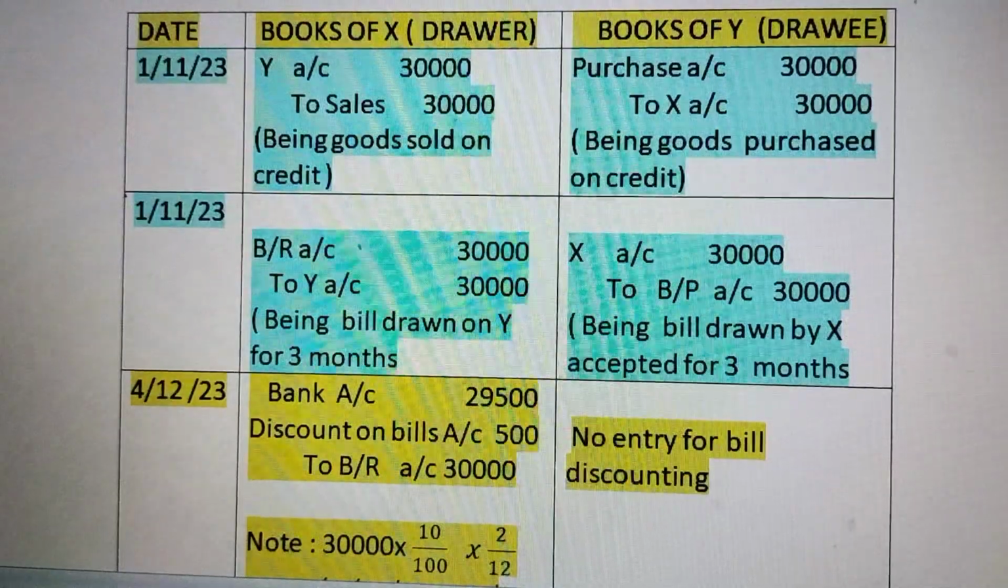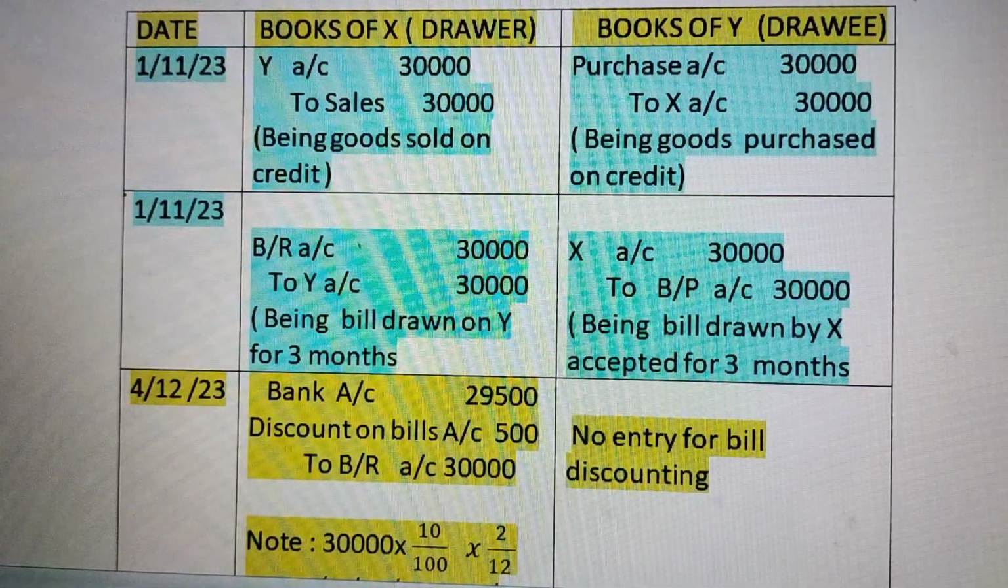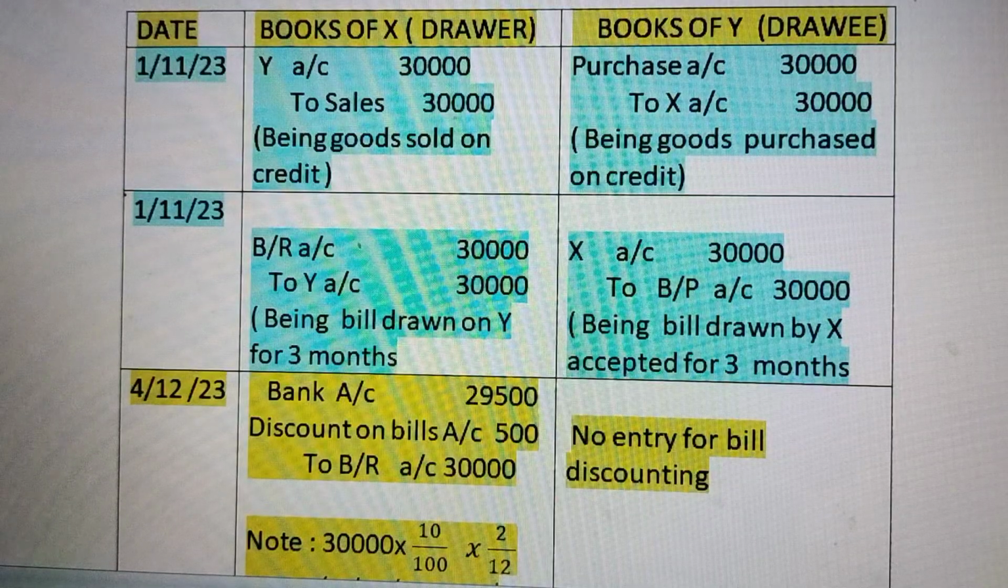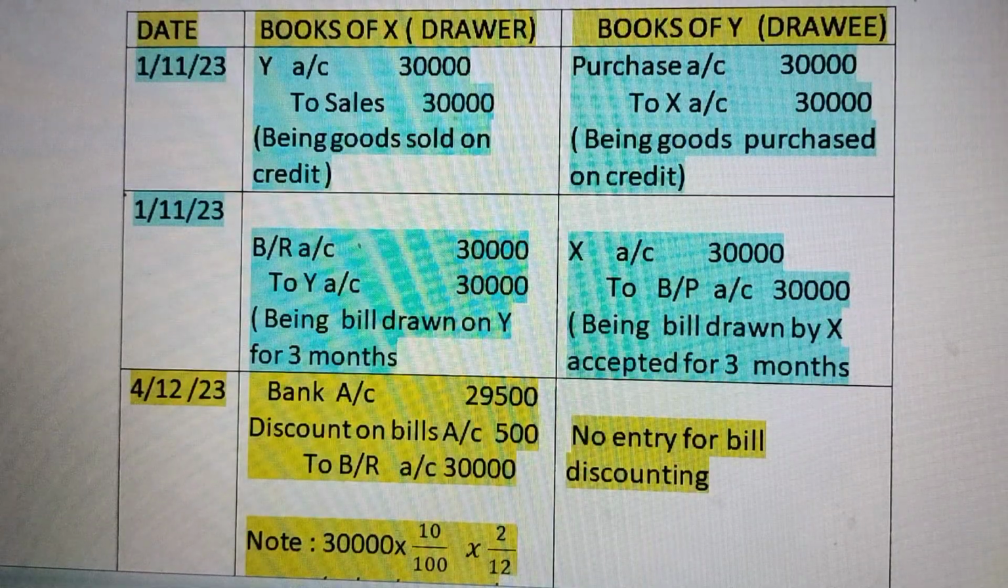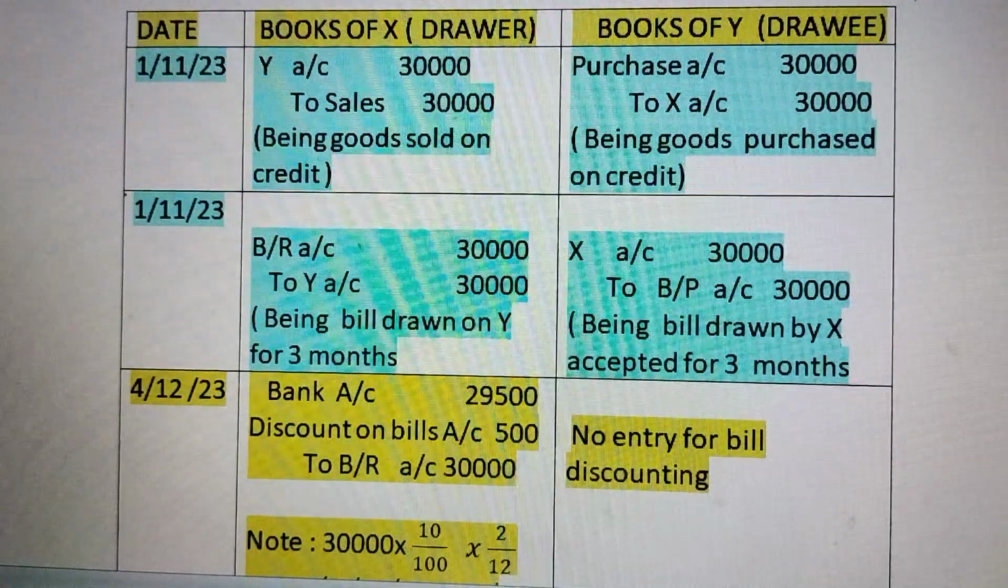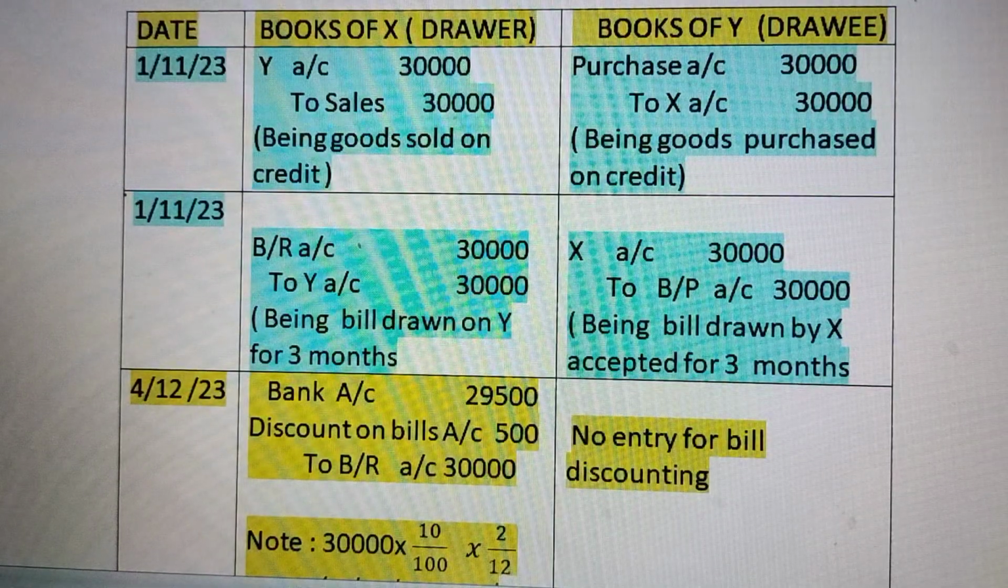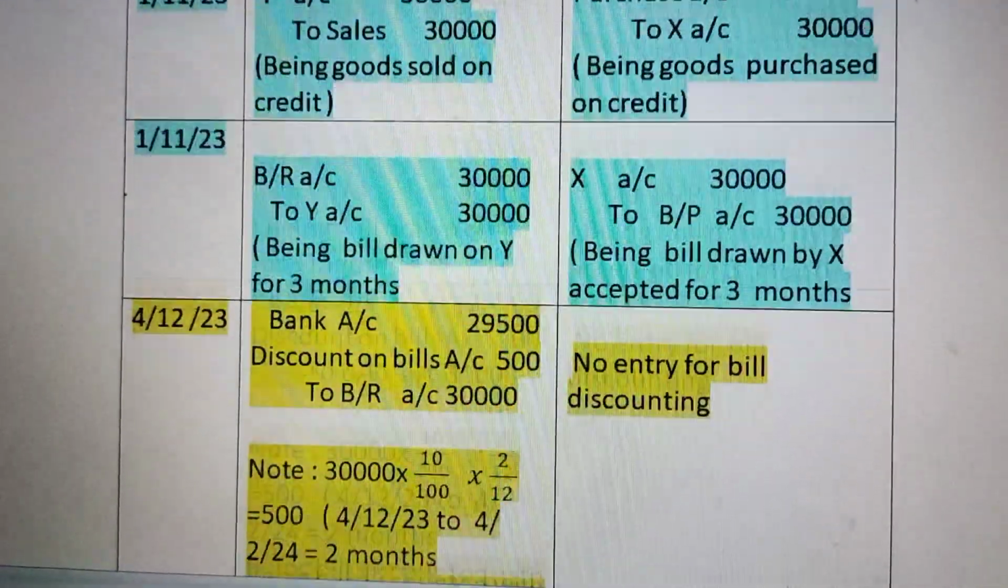And third entry, the bill has been discounted on 4th December 23. So when bill is discounted, it means that the drawer will surrender or hand over the bill to the bank against the security of bill, and the bank will credit certain amount in the books of the drawer. But bank will not pay the full amount to the drawer because it is just an advance or a short-term loan provided to the drawer against securities or bills receivable.